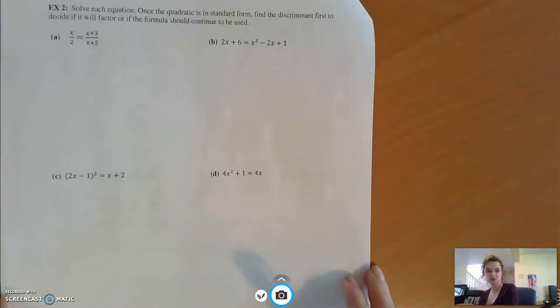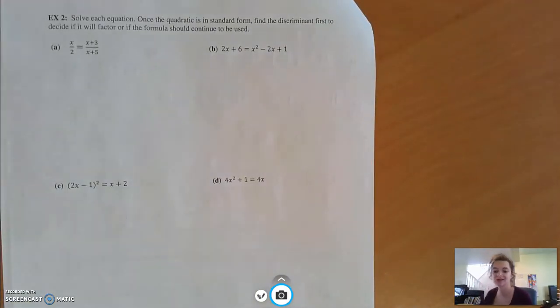So in example 2, what we're going to do is we're going to get it into standard form first, so that we can look at it with the quadratic formula a little bit, and we can look at our discriminant. And then once we get it in standard form, we're going to find our discriminant. We're going to tell what kind of answer we're going to get. And then we know, should I use the quadratic formula or is it going to factor? And we're going to solve.